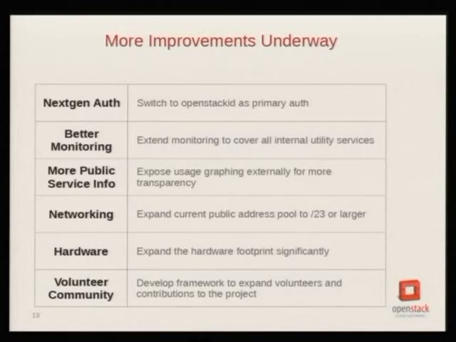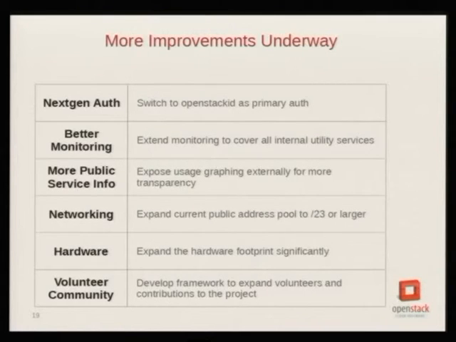Networking is another big spot that we're going to improve upon. So right now we have a /24 public IP address space. We're trying to get a /23 to at least double it, and if we're lucky, maybe a /22. What that will give us is allowing more people to use the service and hopefully a longer amount of time that people can have their instances running and be publicly available.